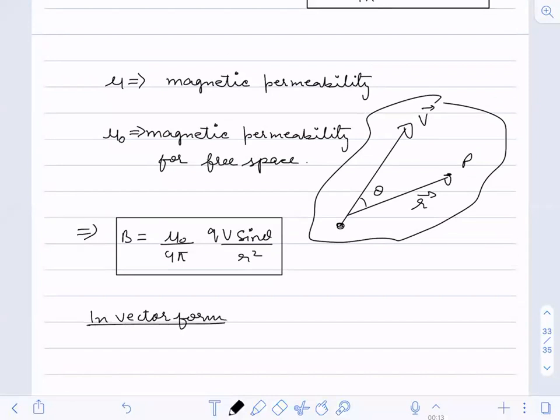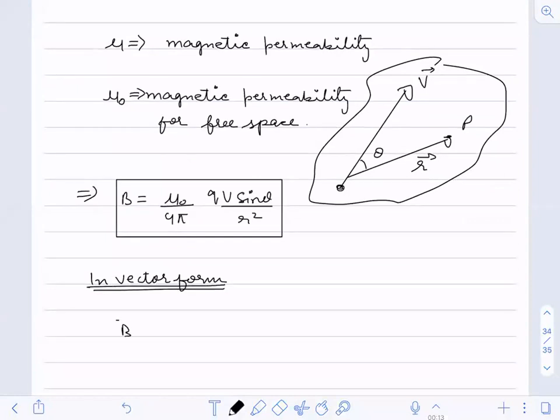In vector form, the same relation I can write as B vector equals mu naught upon 4 pi. See here, what will be now? The cross product, because this charge is a scalar quantity, so I will write it as q, which is scalar, then v vector, and then r vector, divided by r cube.